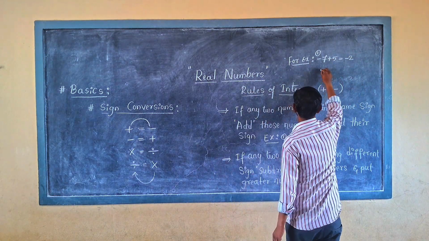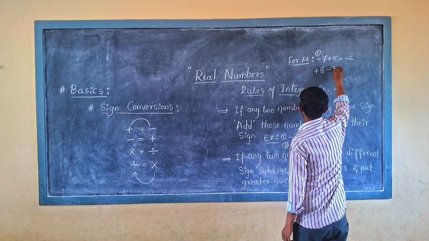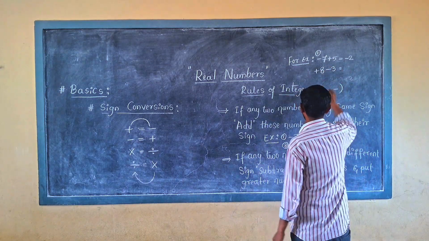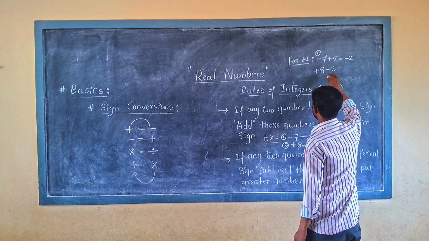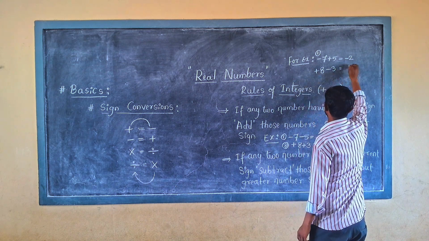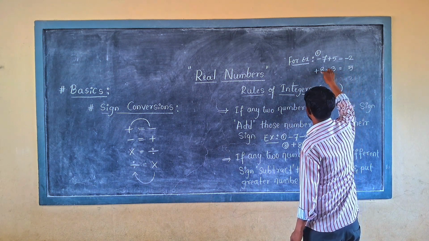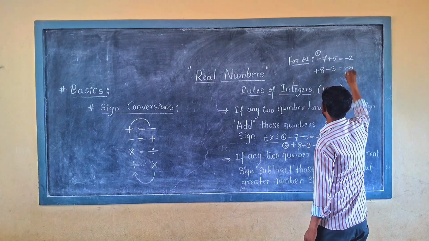Another example is plus 8 minus 3. Here also the signs are different. We subtract, 8 minus 3 is 5. The greater number has the positive sign, that's why it is plus 5.